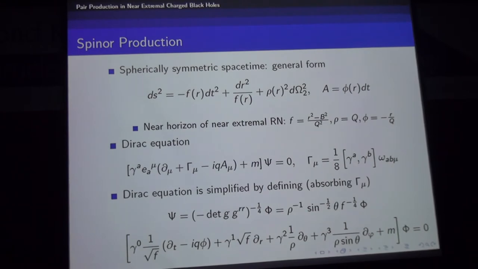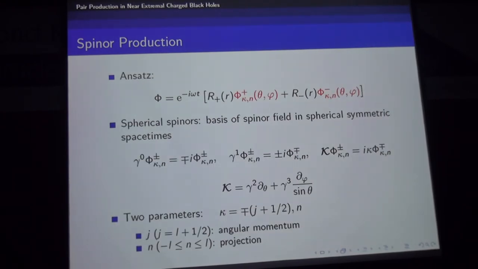Okay, and then we try to expand the spinor field in terms of the so-called spherical spinor. And the spherical spinor is very similar to the scalar case, because in the scalar case the angular part of the solution is a spherical harmonic. And for the spinor field, the angular part is also a particular kind of spinor, and the spinor components are given by a particular combination of spherical harmonics. Okay. Here I did not write down the detail about the spherical spinor, but this can be found in some books, or even in our paper, where in the appendix we give the details of the properties.